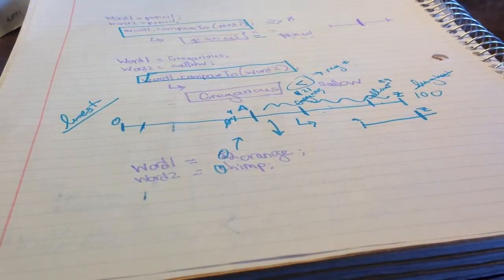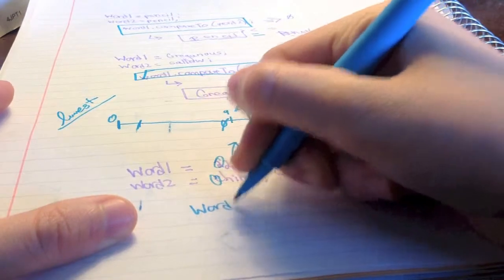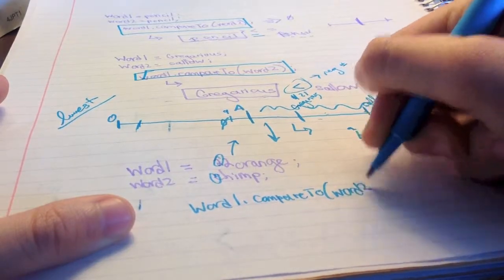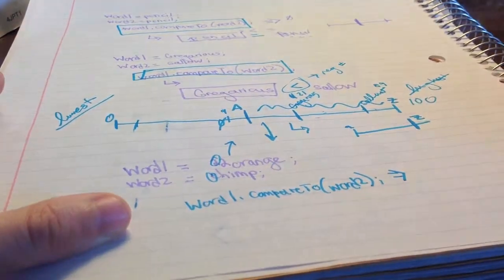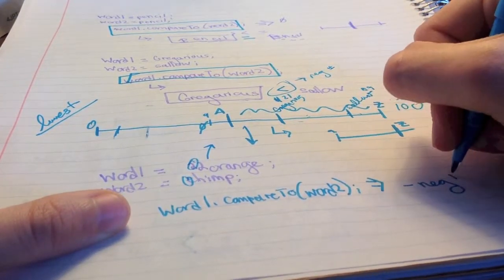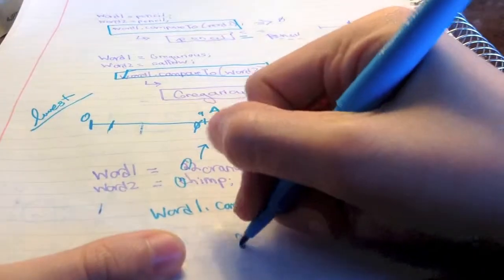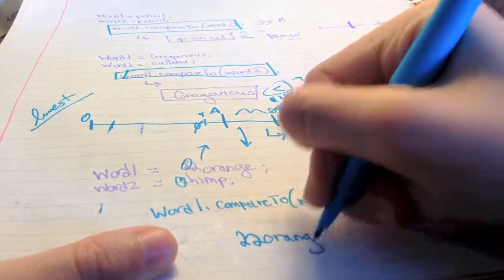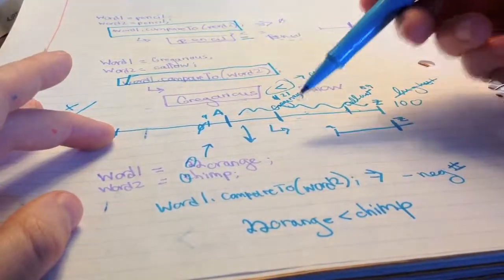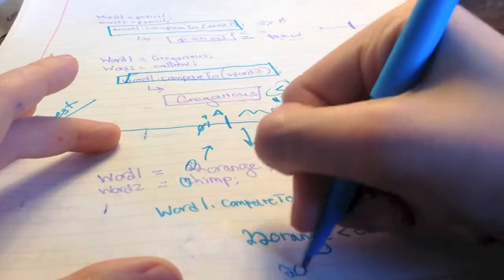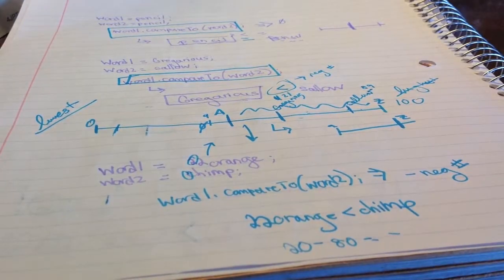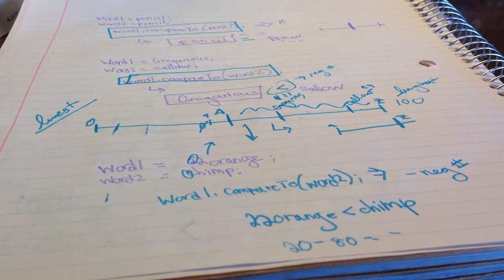Therefore, if we did word1.compareTo(word2), we would get a negative number, just because 22 orange is less than chimp. Again, if we subtracted 22 orange minus chimp, we'd have a number like 20 minus 80, and that would give a negative number. So I really hope that this was helpful, and hopefully now you can use the compareTo method confidently and accurately.